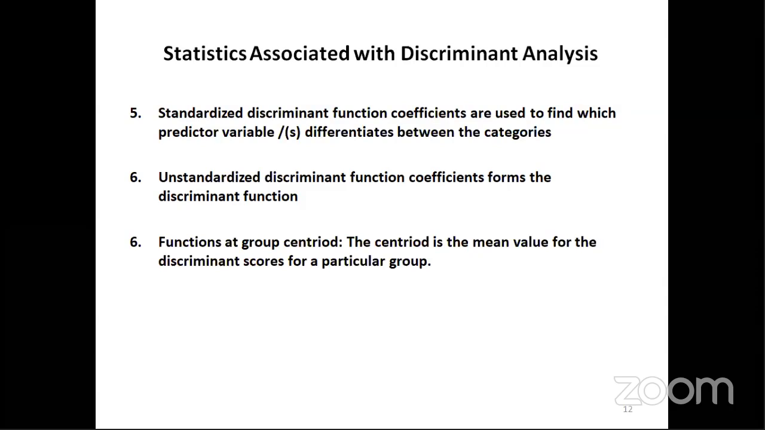Like in regression analysis, we have used to estimate the unstandardized coefficient, and using those unstandardized coefficients, we make one mathematical equation, a mathematical relationship between y and x1, x2, x3. So this is the meaning of the unstandardized coefficient.